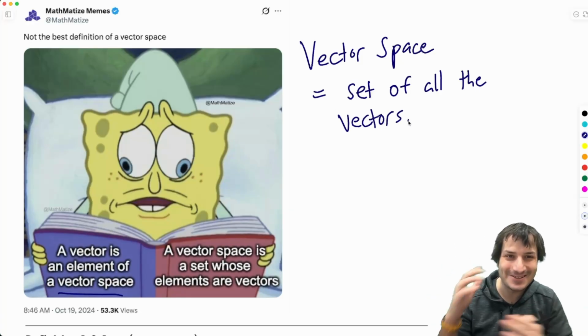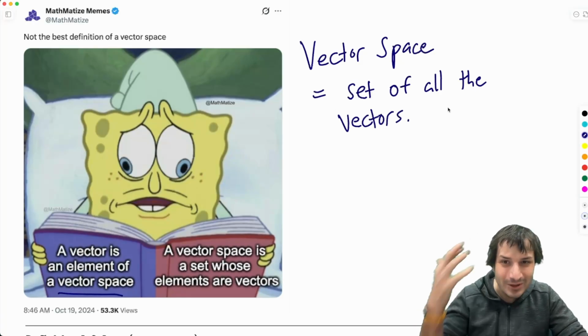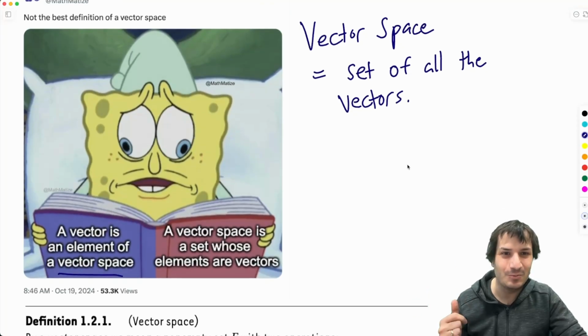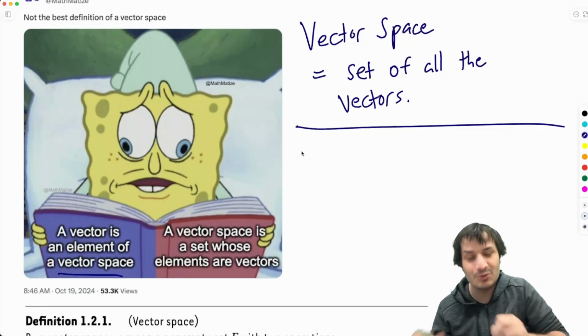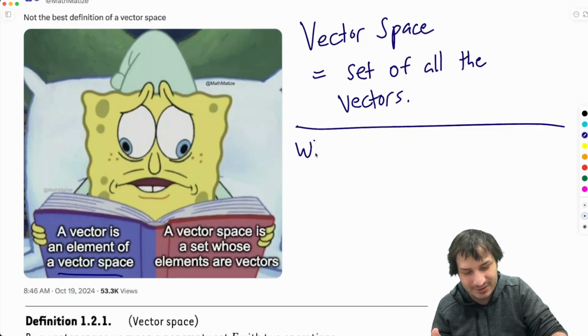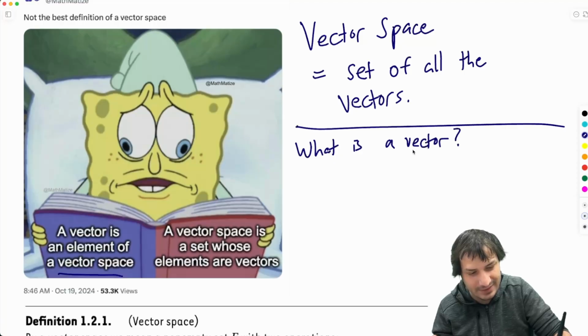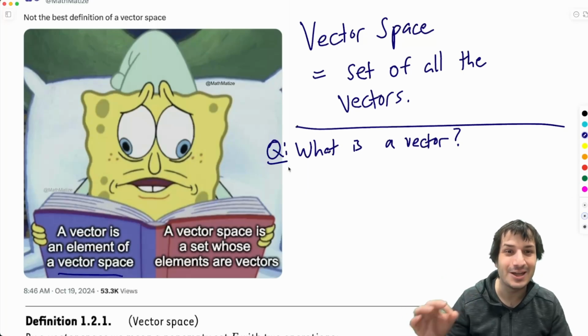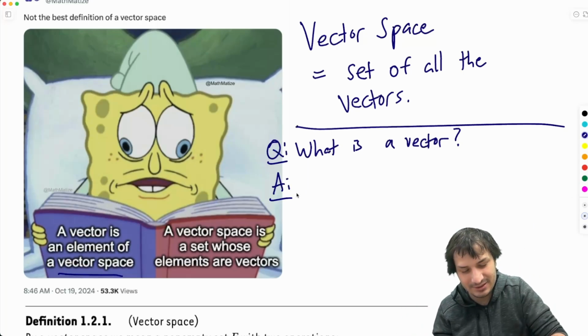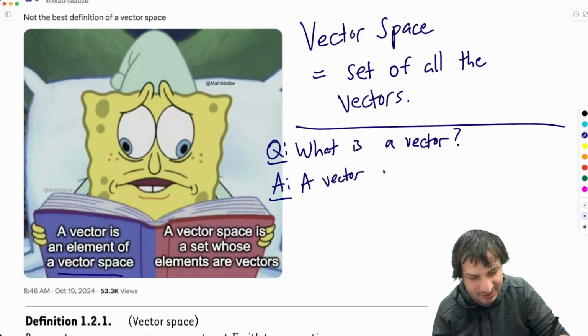So this definition is kind of circular. The real definition that I'm going to get to in a minute, straight from the textbook, but I'm going to give you the informal definition first. What is a vector? Vectors are things that you can add to other vectors and things that you can scalar multiply. So a vector is something that you can scalar multiply and add to other vectors.